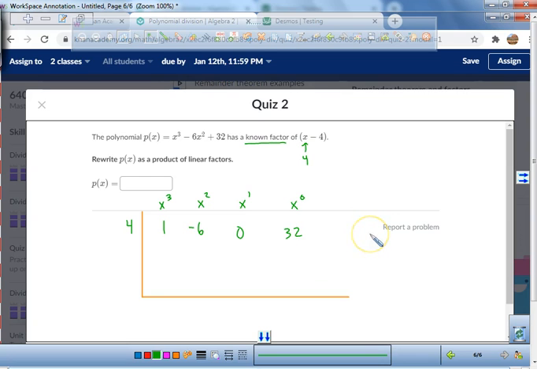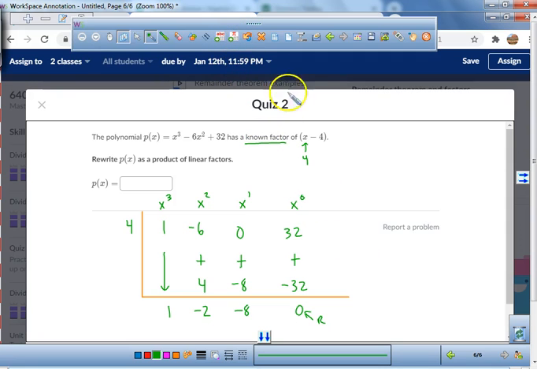All right. So right now, what do we got to do first? We got to drop down the 1. 4 times 1 is 4. We add these together, we get negative 2. 4 times negative 2 is negative 8. We add these together, we get negative 8. 4 times negative 8 is negative 32. And look at everybody. Look what I got. I got a remainder of 0, which tells me we have a what?